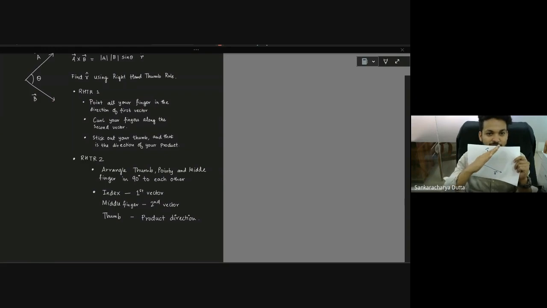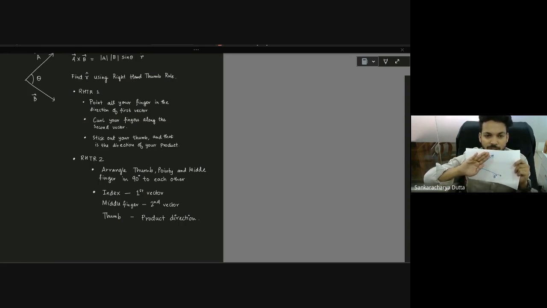Now A vector is going in this direction, so I'm going to point all my fingers in the A direction. Notice how I can do this like this also, and like this also. All of these are valid. Why? Because in the first step, I have only told you to get all the fingers in the direction of A, and that's it. What is the second step though?